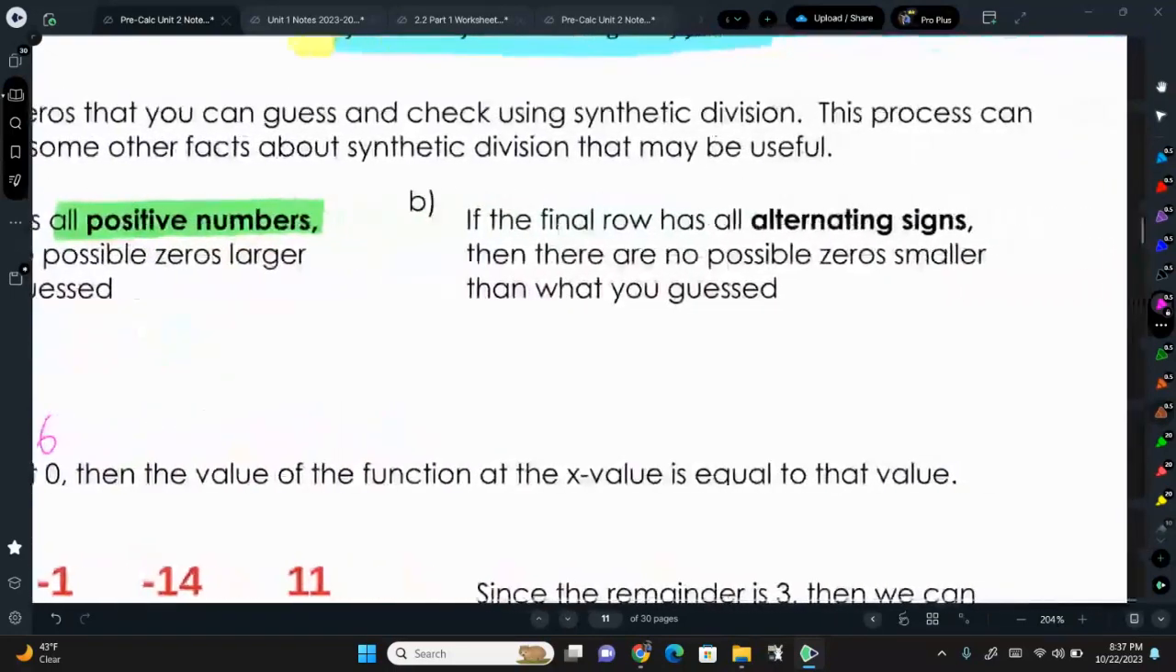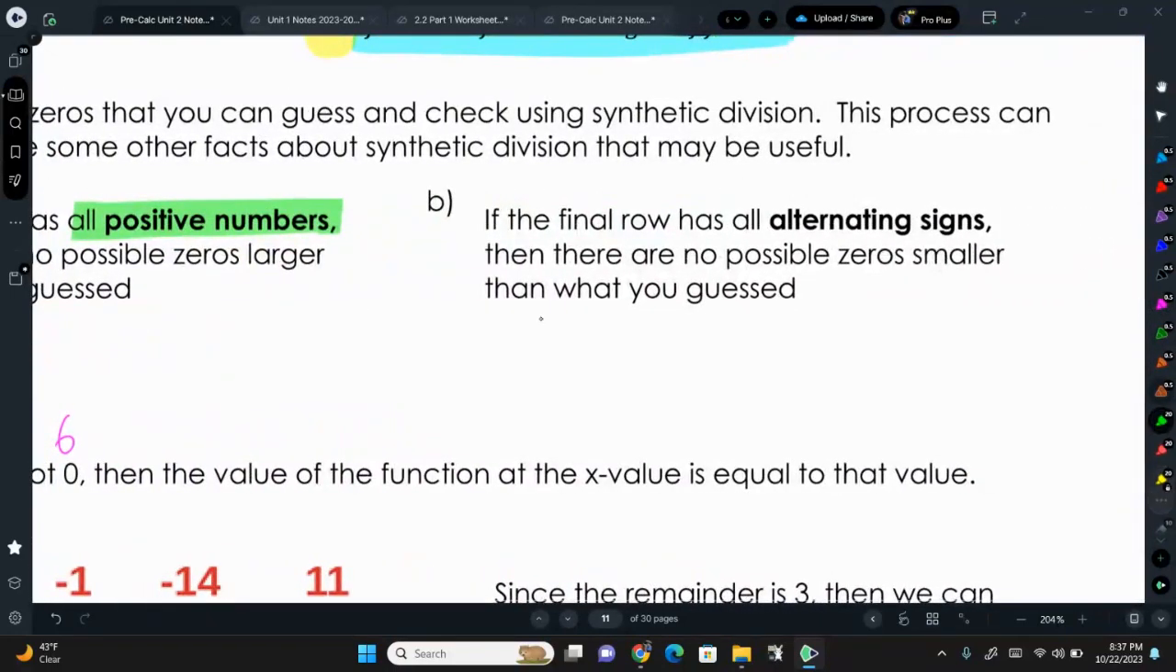If the final row has alternating signs, so again, we're doing our synthetic division, and we have like a 1, -4, +11, -8, we know that there's no zero smaller than that. So again, if I test 1 and I have alternating signs, then I don't have to test any negative numbers at all. I can just start testing positive ones.